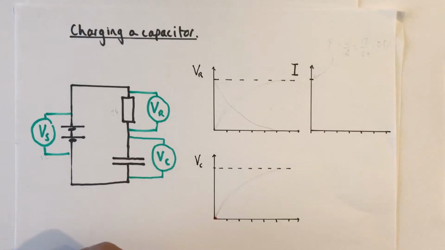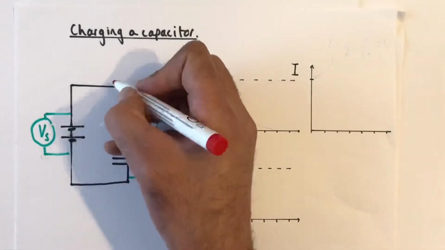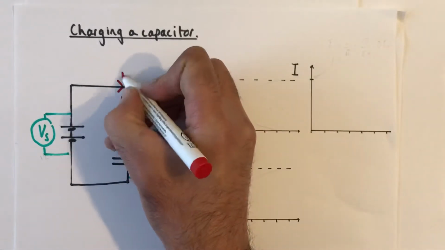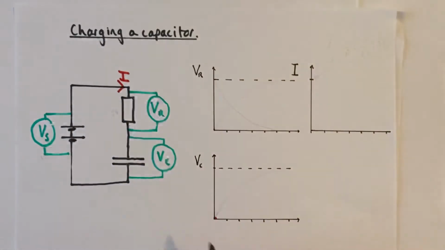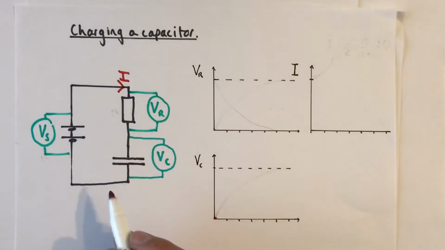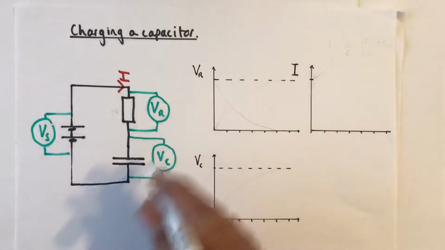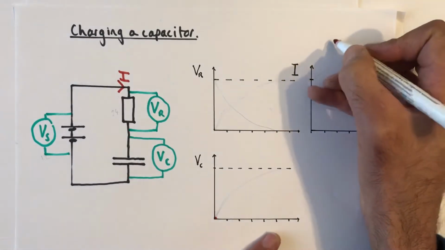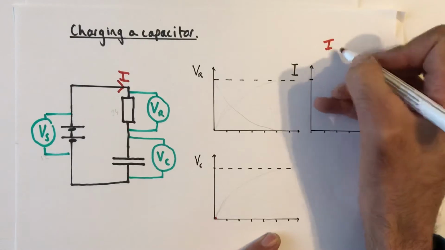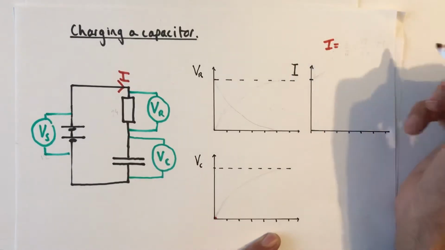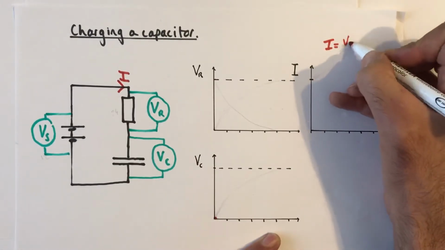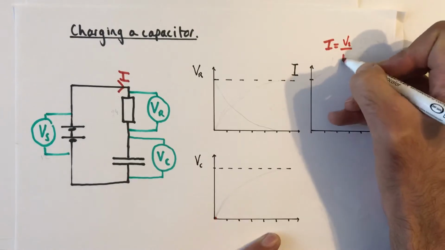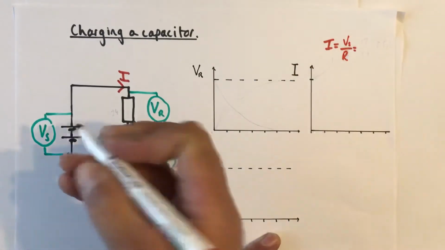So, I will immediately have some current flowing. And maybe I should be measuring current up here. So actually, I need to measure my current. What's the current going round? So, at that instant over here, I can say, well, the current, I, will be given by the supply voltage divided by the resistance.